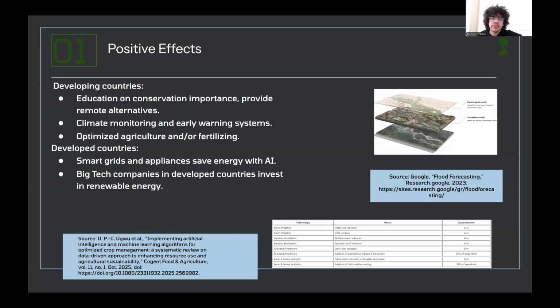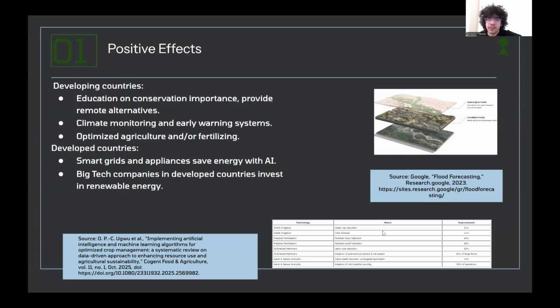Environmental effects of information technology. Some positive effects of information technology on the environment are educational conservation importance, providing remote alternatives to work or healthcare, and climate monitoring and early warning systems. A good example of this is Google's flood forecasting, which has saved over 43% of flood deaths in the last 5 years.